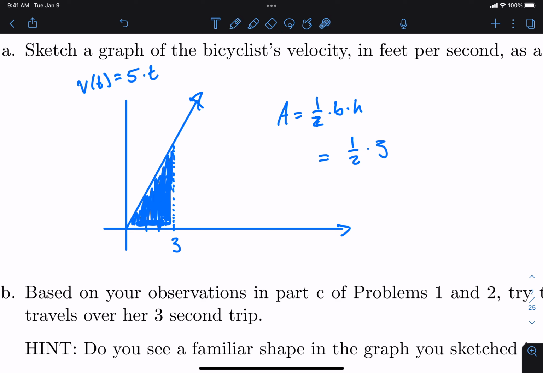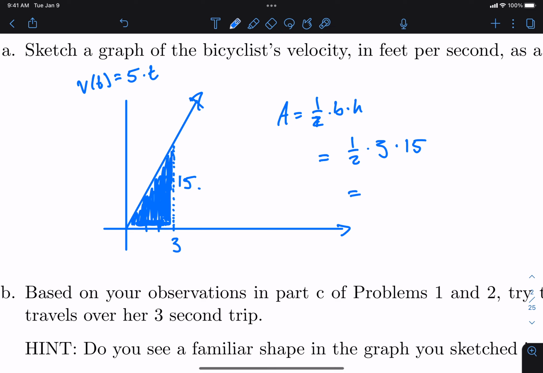Is it 5? 25. Or 15. 15. It's 15 because this is 5t and t goes up to 3. So the height here will be what you get when you plug in 3 into the function 5t, which is 5 times 3, which is 15.